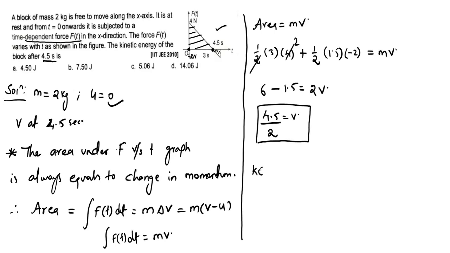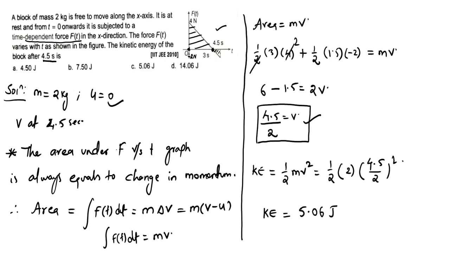So kinetic energy after 4.5 seconds, with this velocity, is half m v square, that is equal to half into m, that is 2, into v square, that is (4.5 by 2) whole square. If you calculate, the answer is found to be 5.06 joules. This is the answer to this question.